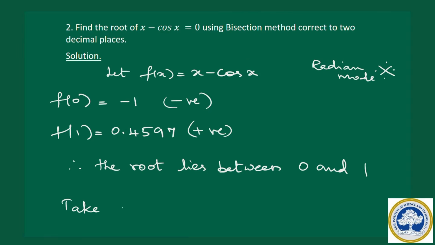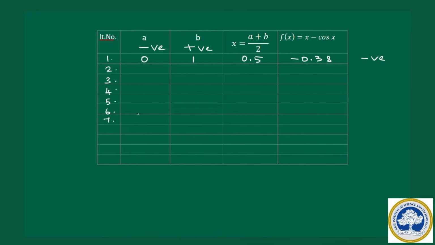So take a as 0, b as 1. Since a equal to 0 gives a negative function value, for a it should be negative, and similarly b equal to 1 gives a positive value of the function. So positive. Here we have to note this down in the table. So now we consider a as 0, b as 1.